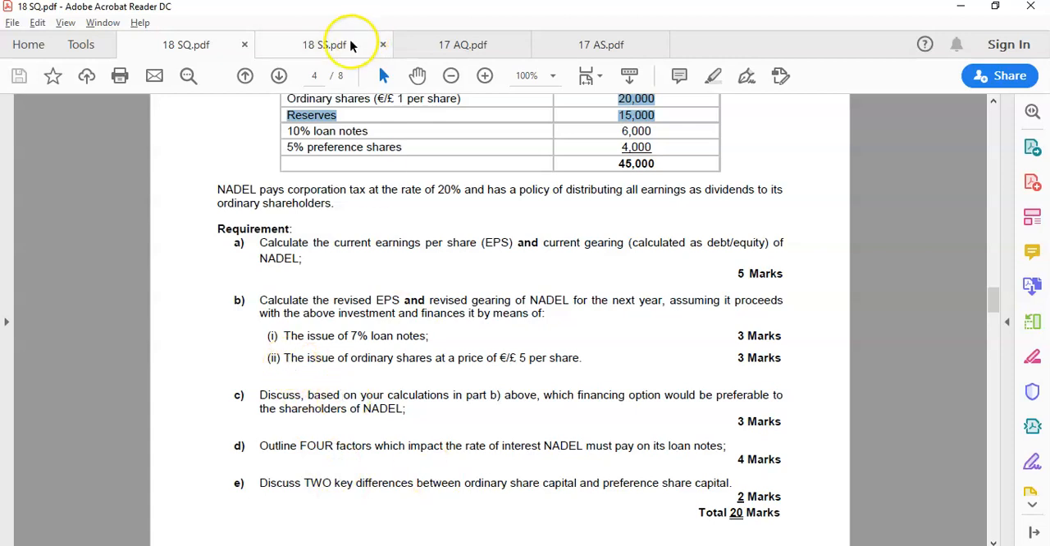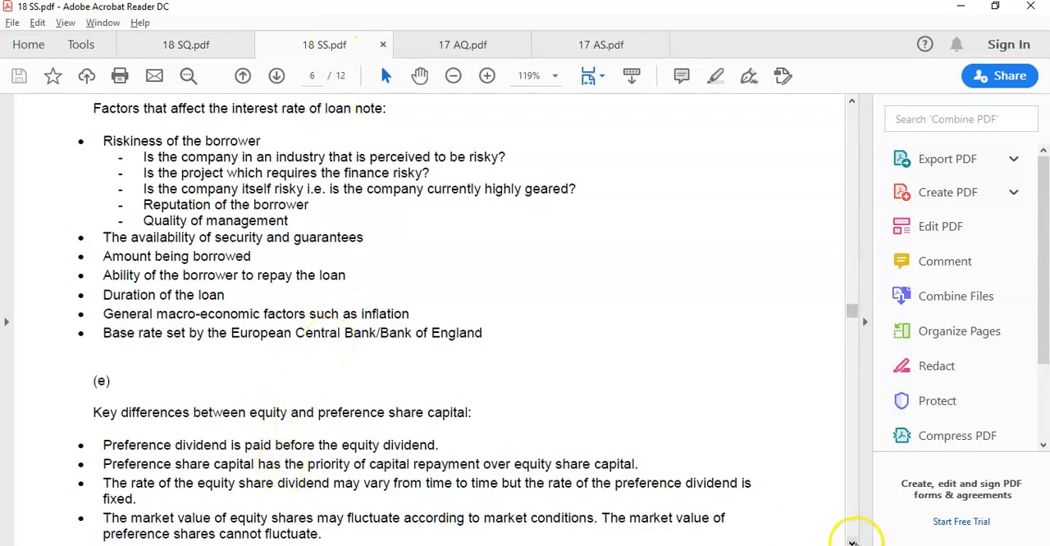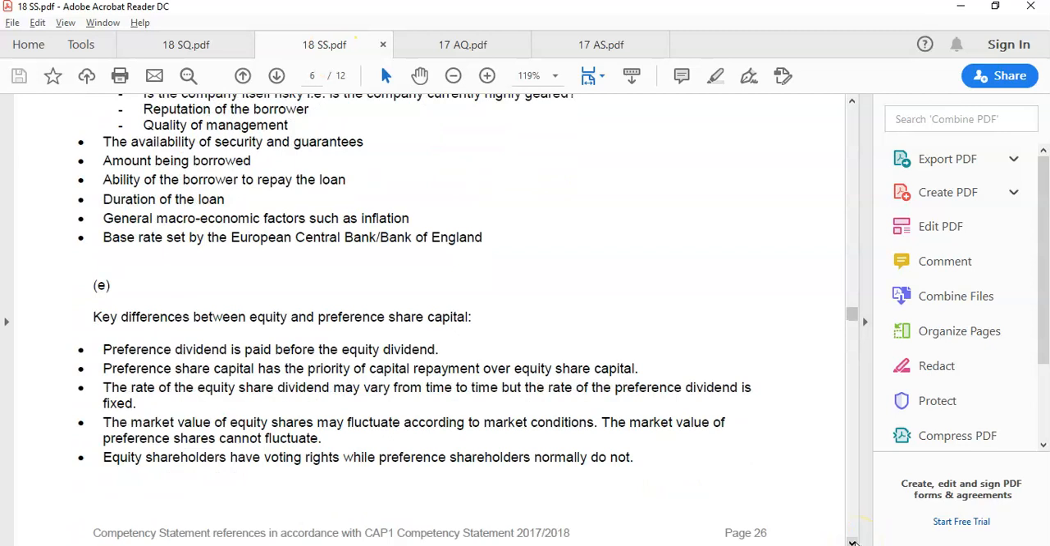Right, so there's plenty of little small ones you can get. See them here. Preference is paid before ordinary. Right, preference share capital is paid in priority. And again, equity shareholders have voting rights. Preference shareholders normally do not. Sometimes they can, but normally they do not. But they are nice 6 marks.